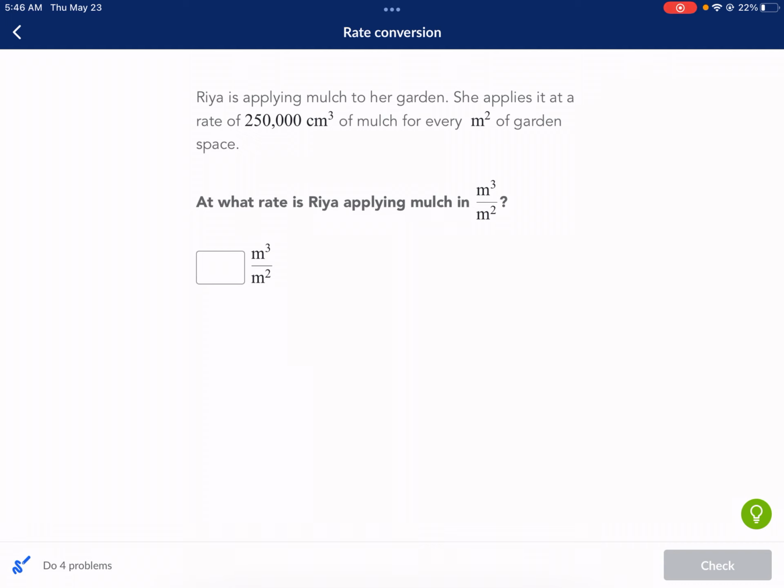Raya is applying mulch to her garden. She applies it at a rate of 250,000 centimeters cubed of mulch for every meter squared of garden space. At what rate is Raya applying mulch in meters cubed over meters squared?